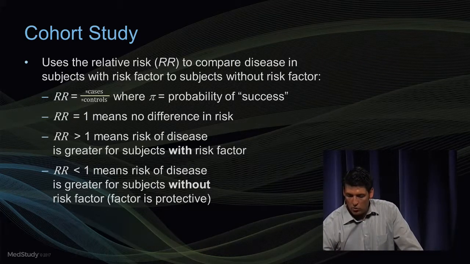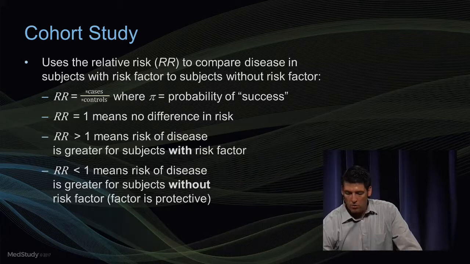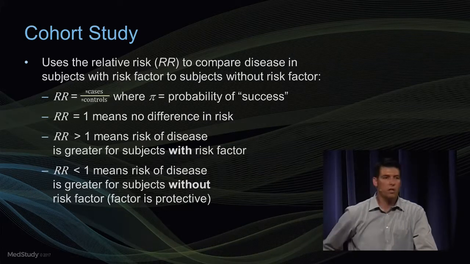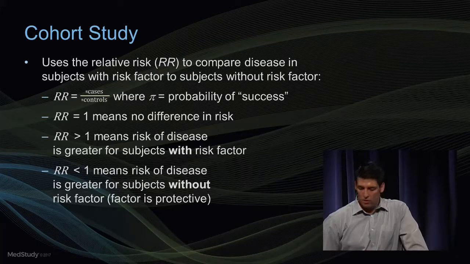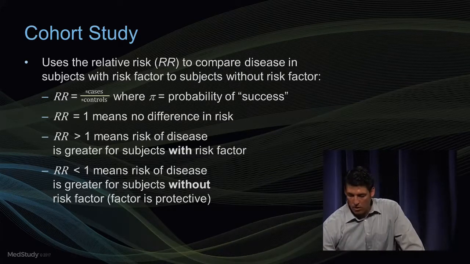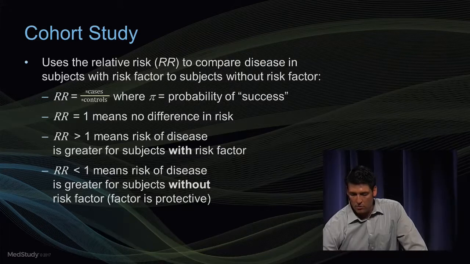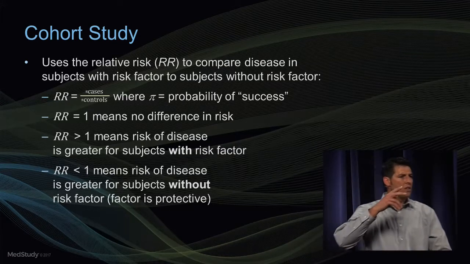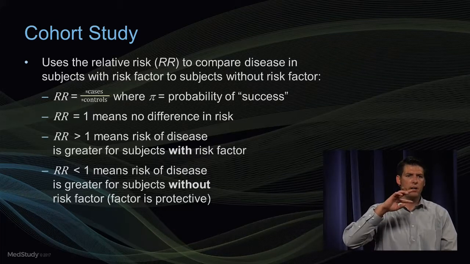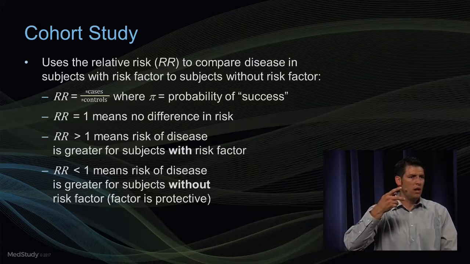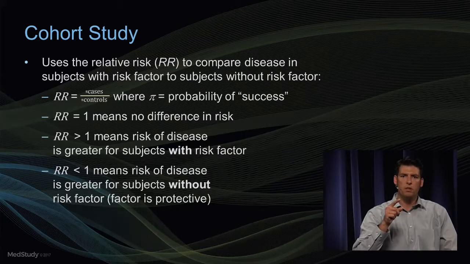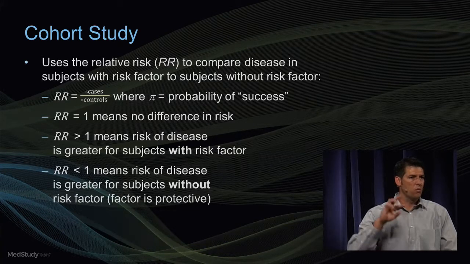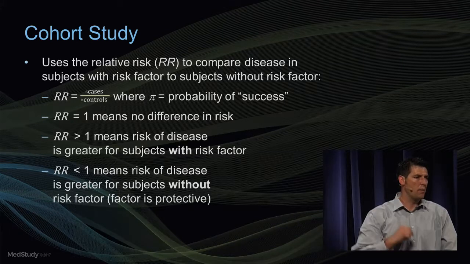A relative risk greater than 1 means the risk of the disease is greater for subjects with the risk factor. A relative risk less than 1 means the risk of the disease is greater for subjects without the risk factor. It really just depends on what I have in the numerator and denominator, right? If I flip those, I'm sophisticated enough that I can figure out what that relative risk means, whether it's greater than 1 or less than 1, by changing what's in the numerator and denominator.